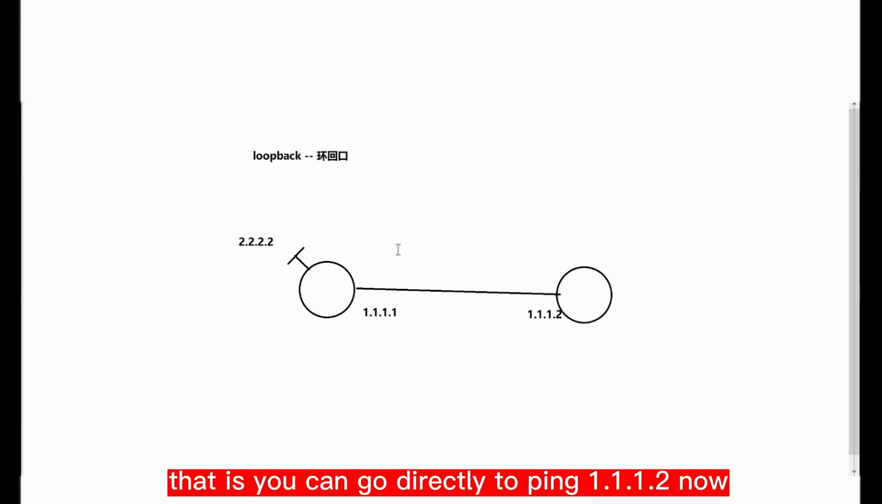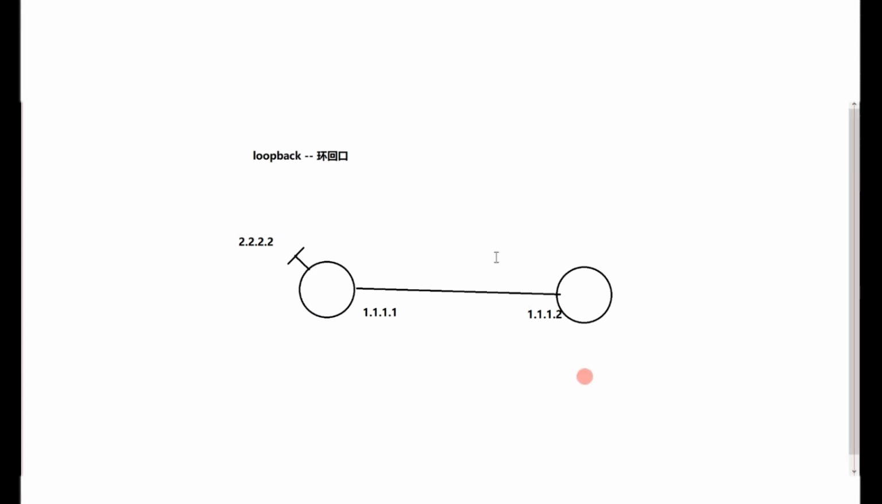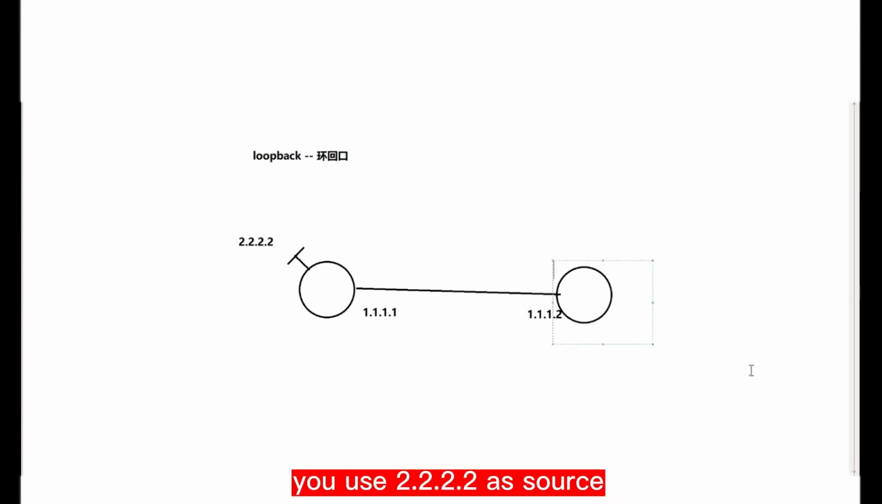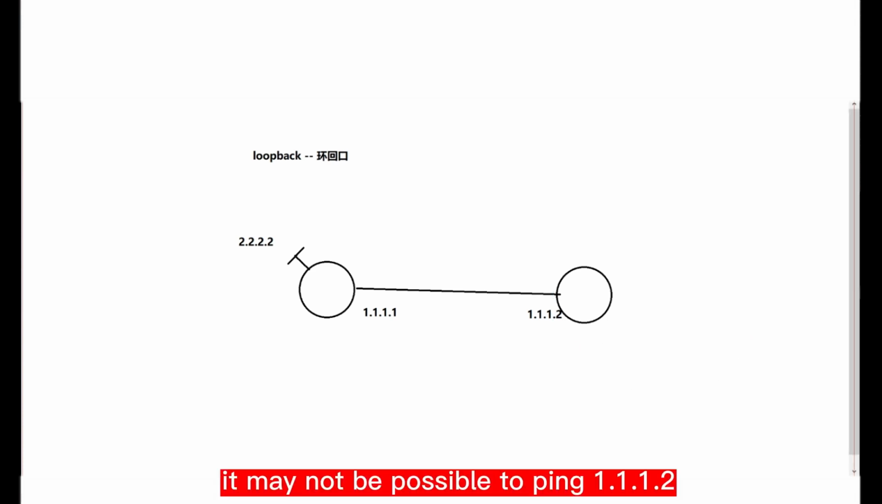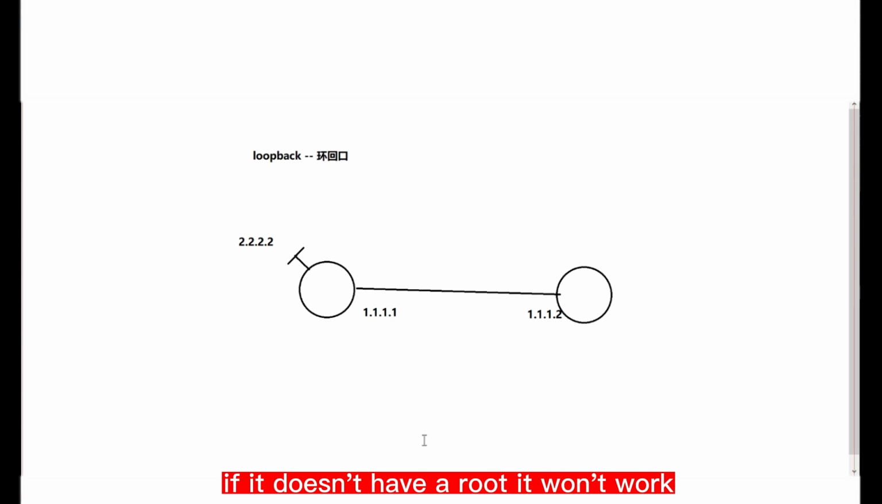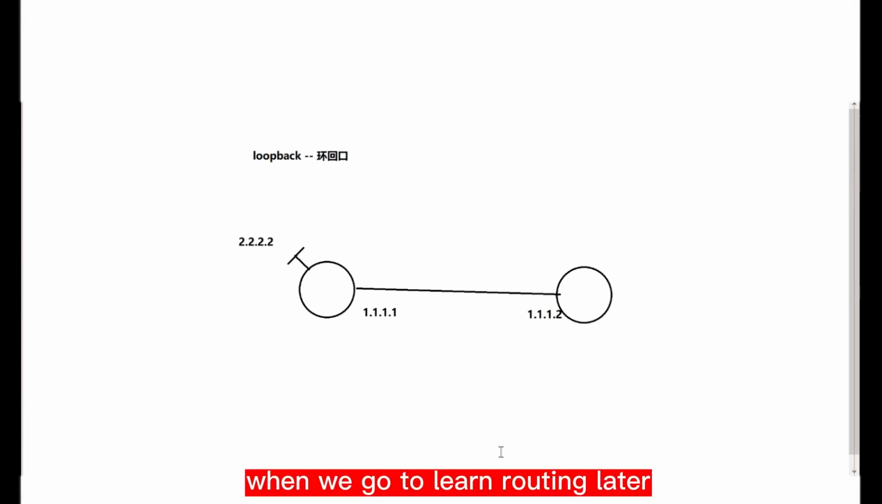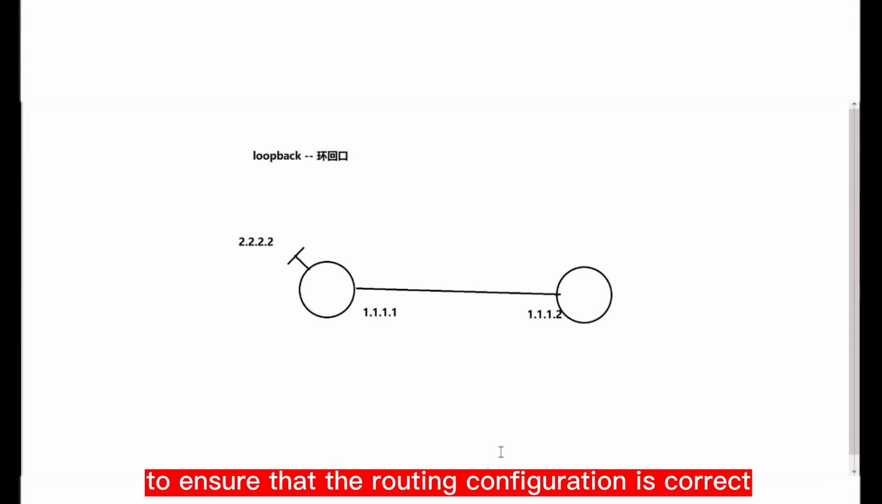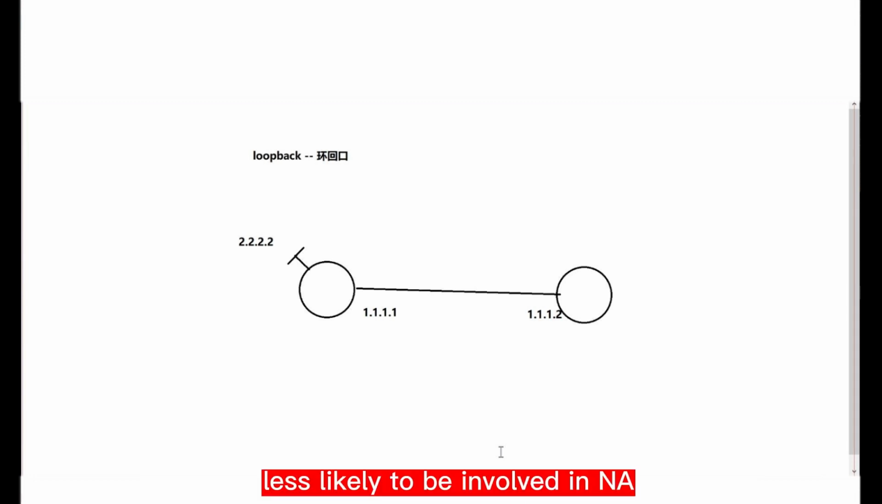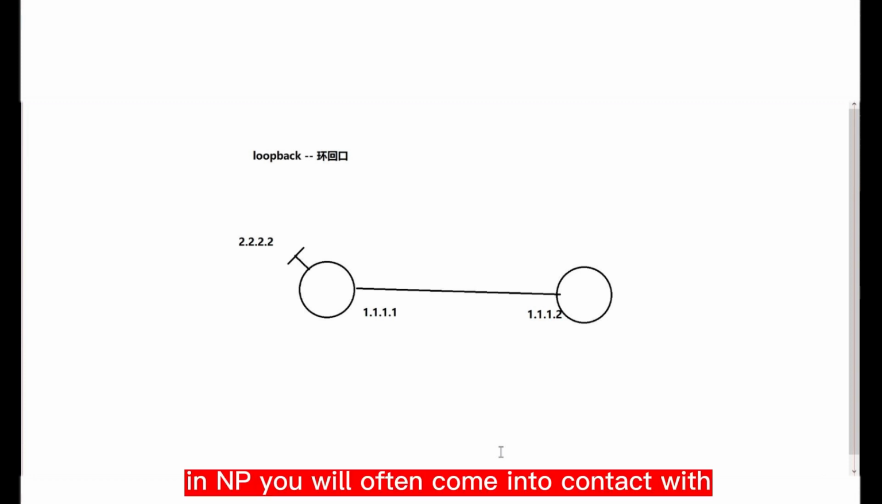That is, you can go directly to ping 1.1.1.2 now. You use 2.2.2.2 as source. It may not be possible to ping 1.1.1.2. If it doesn't have a route, it won't work. When we go to learn routing later, we often originate from an address to ping another address to ensure that the routing configuration is correct. Less likely to be involved in NA. In NP, you will often come into contact with it.